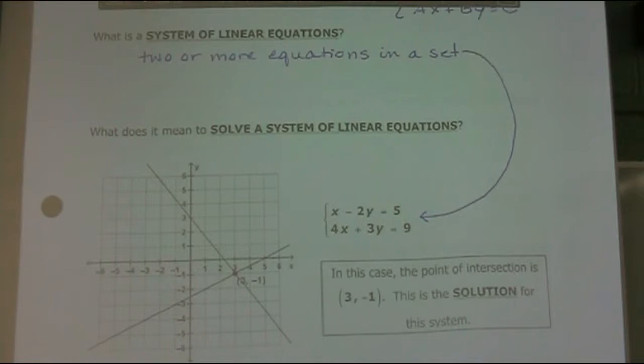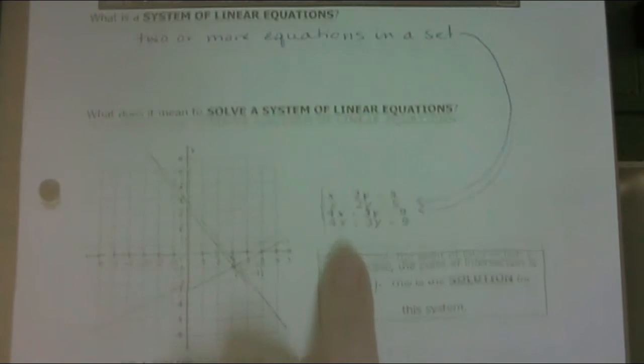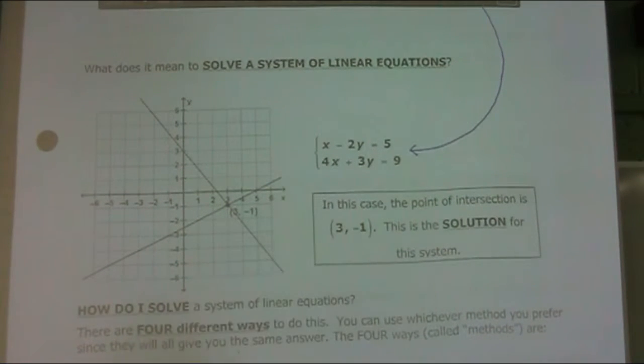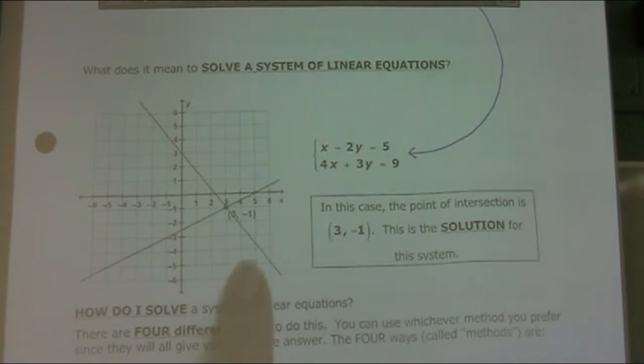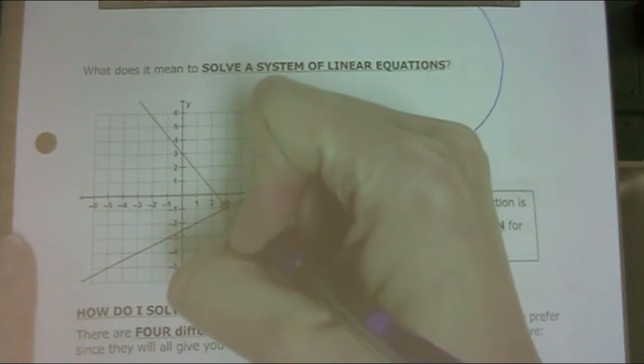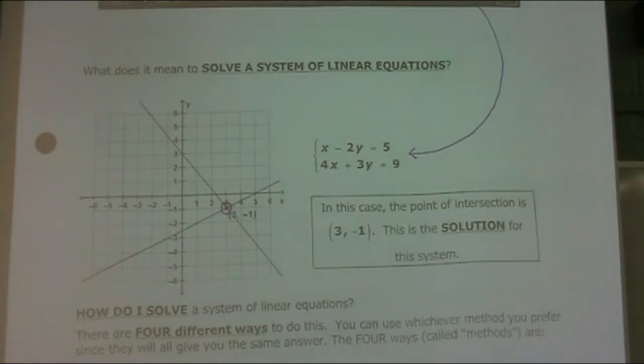Now here's what it means to solve a system of linear equations. So first of all, we've got a system of linear equations right here. And what we're going to do is, in both cases, we've got two equations, we're going to graph them. I have these here graphed for you. So these are the graphs of these two equations. A solution for a system of linear equations is this point. It's the point where the two lines intersect. It's the one point that they have in common.